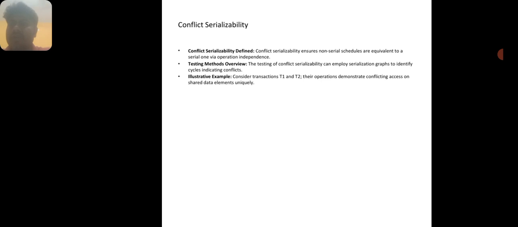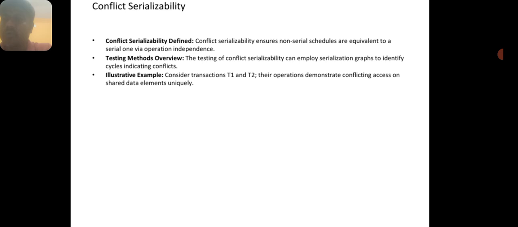Next, conflict serializability is defined as ensuring the non-serial schedules are equivalent to a serial one, with operation independence. The testing method overview: it employs serialization graphs to identify cycles, indicating the conflicts. As an illustrative example, consider transactions T1 and T2. Their operations demonstrate conflicting access on shared data elements.